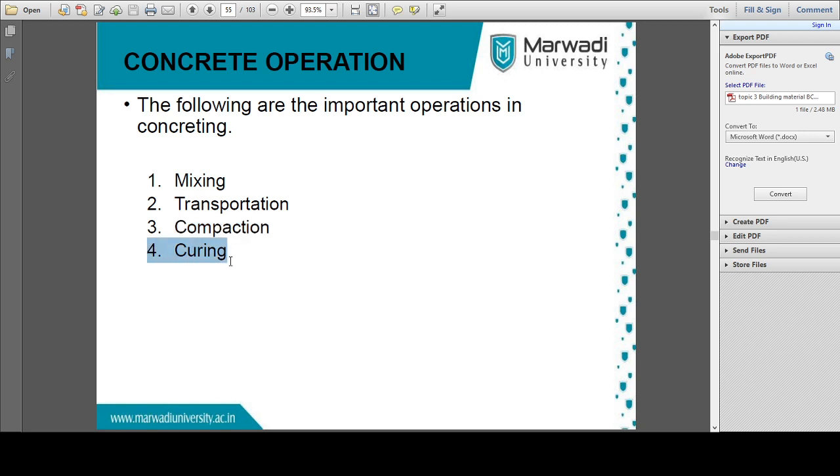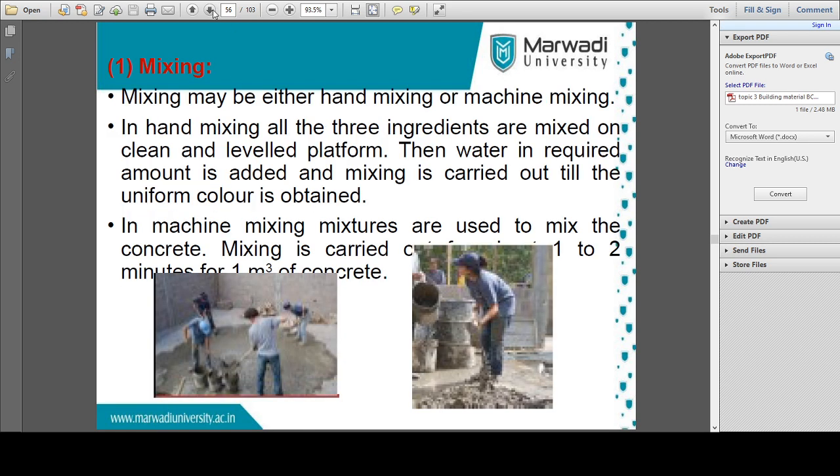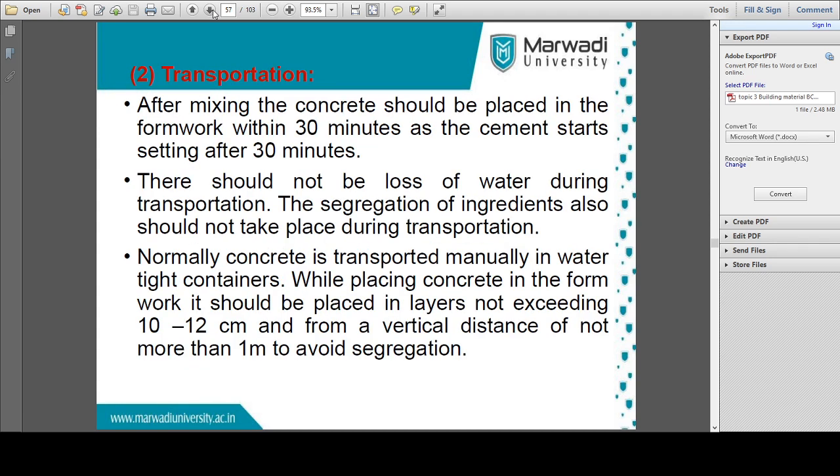So the curing procedure is carried out in the hardened stage. Just now, whenever we have poured the concrete, it will be in fresh or semi-solid form. Later on, after 30 minutes to 600 minutes, it will get converted into hardened form. And when it gets converted into hardened form, we will go for the fourth procedure, that is curing. So some photographs are available along with us.